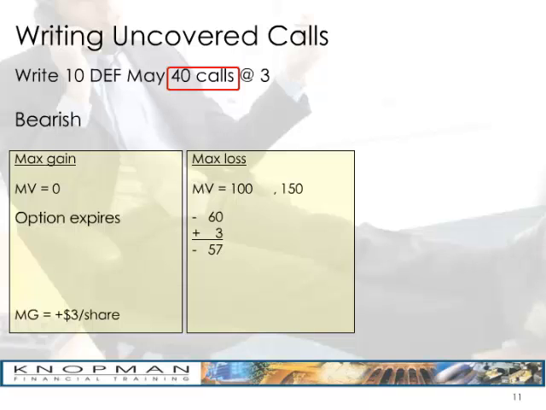If the stock keeps going up, if it goes to 150, it gets even worse, right? Because now you lose 110. You got to get it for 150. You got to give it up for 40. So you're going to lose 107. So your maximum loss is unlimited. This is called selling an uncovered call or a naked call. It's an unlimited potential loss, so it's the riskiest option position. It's the single riskiest option position.